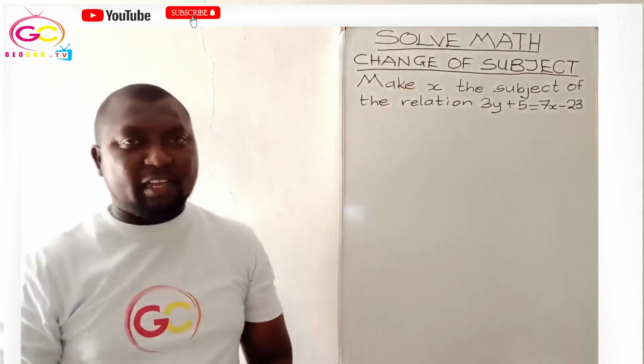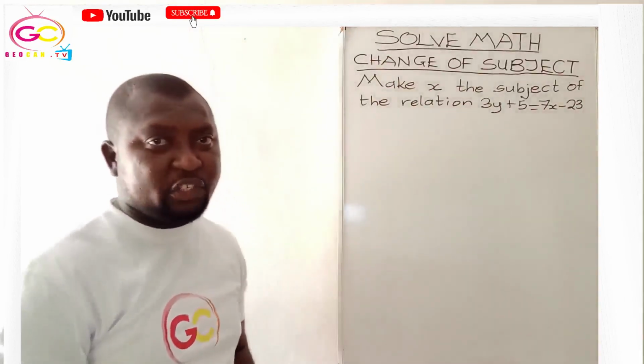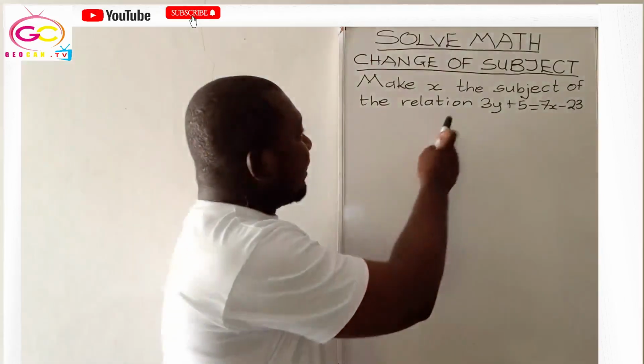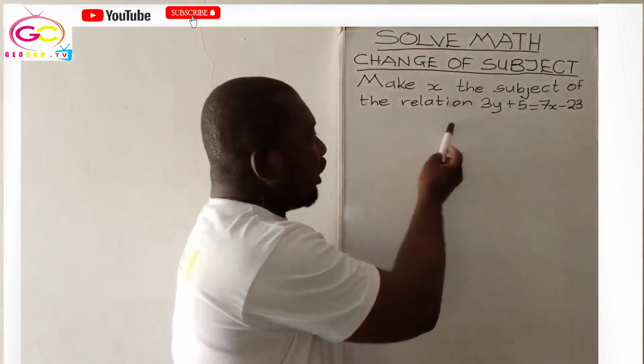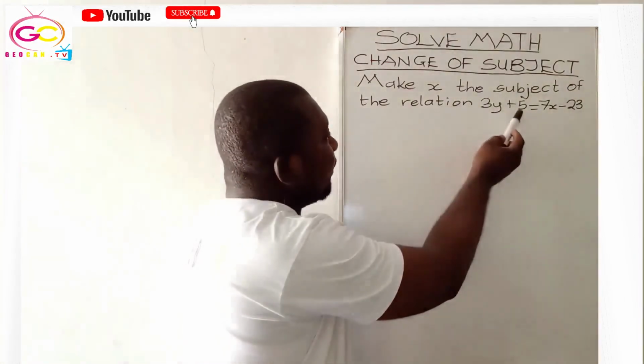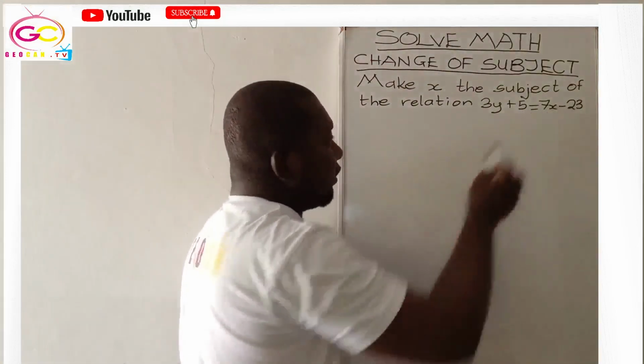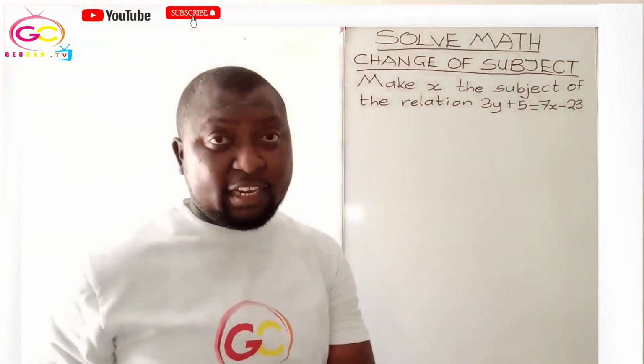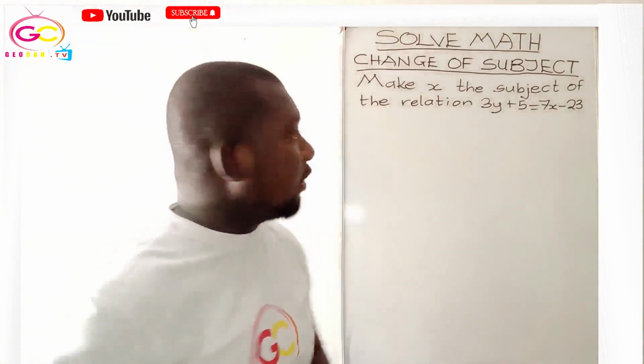Let's move to the board and tackle this question on change of subject. Yes, what is the question? Make x the subject of the relation 3y plus 5 is equal to 7x minus 23. Good. Our main motive is to make x stand alone. So let's have our solution.